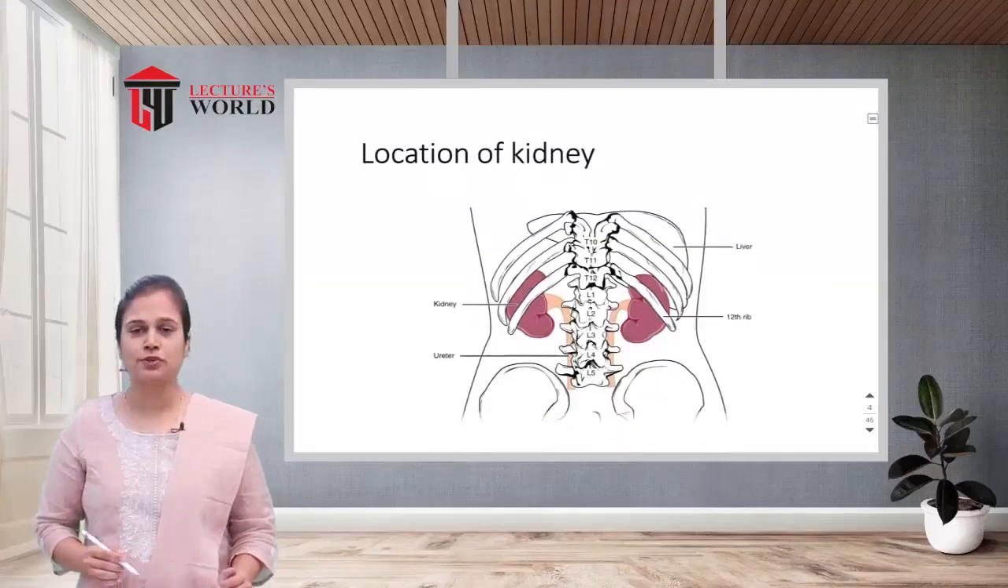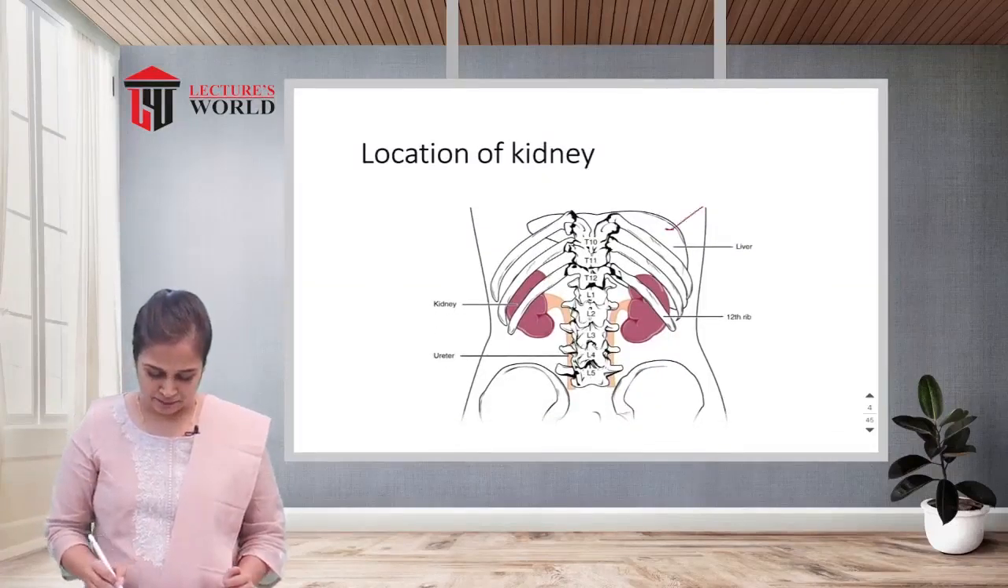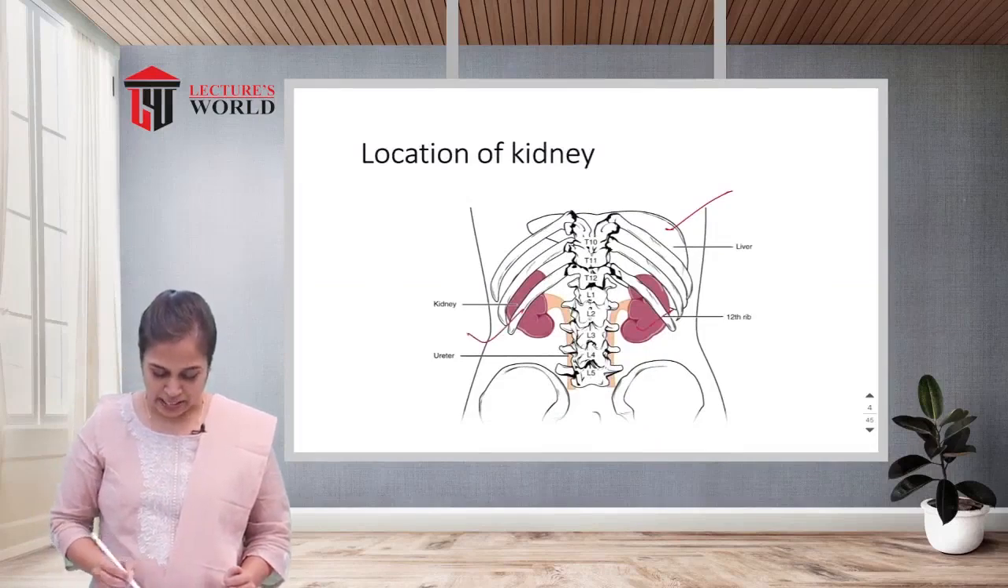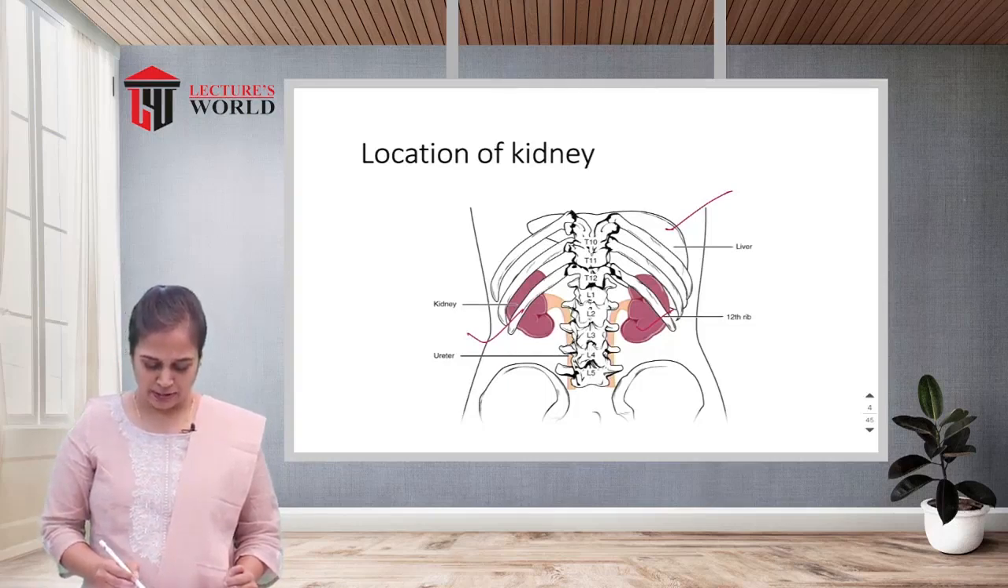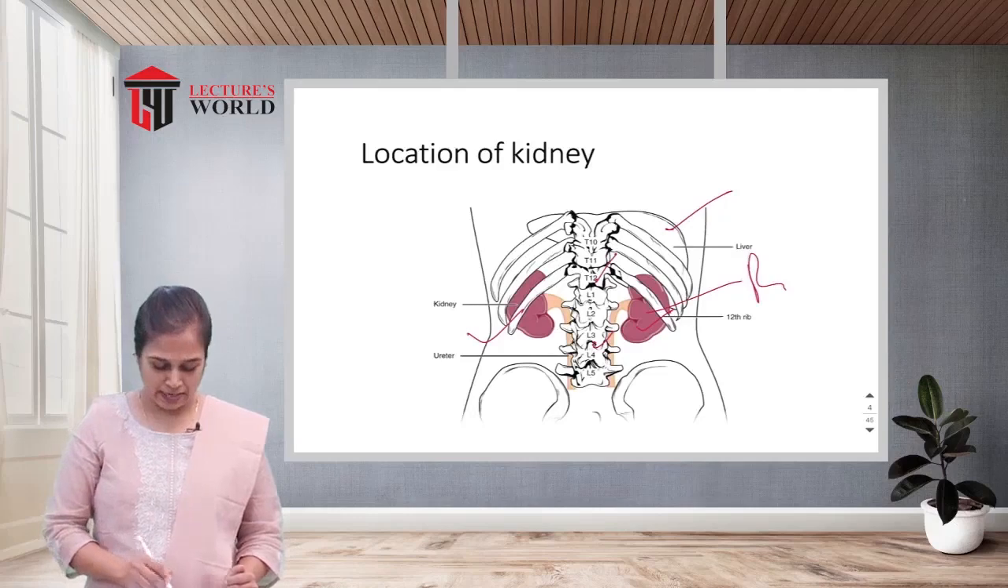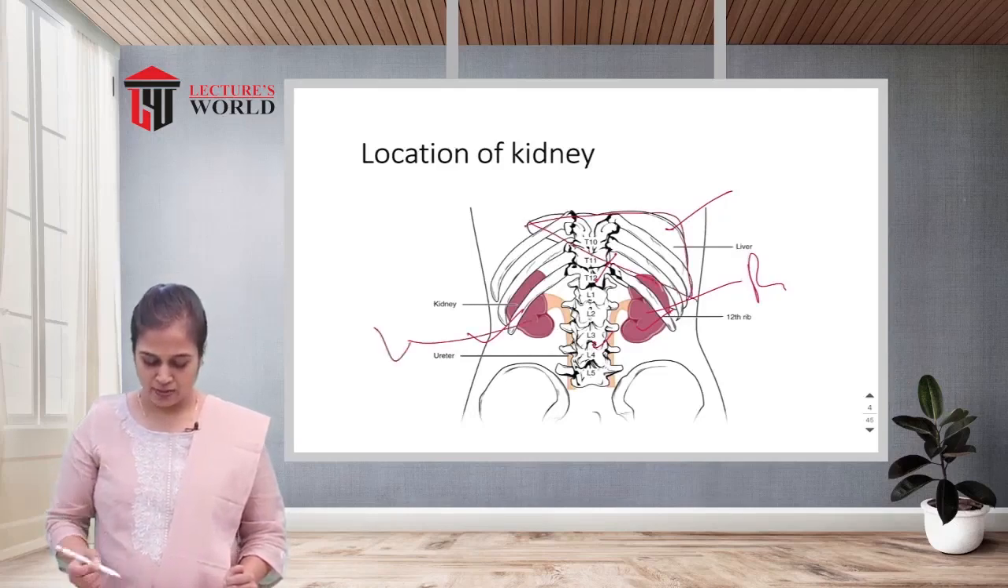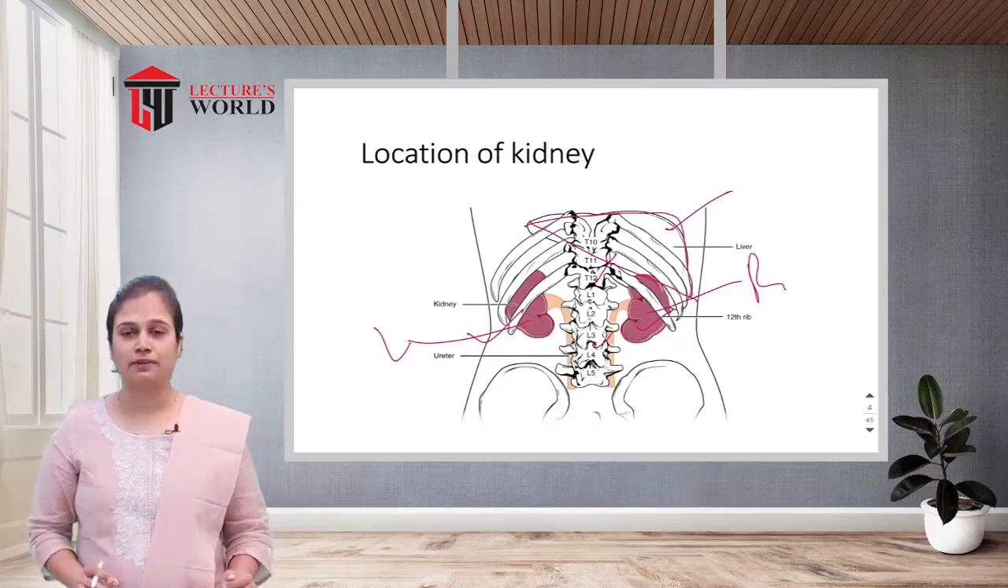So in the image you can see this is the liver, this is the right kidney and this is the left kidney. As I told you, the kidney extends from T12, the thoracic 12 vertebra, to the lumbar 3rd vertebra, and the right kidney is slightly lower than the left kidney. Why? Because of the presence of this liver. So this is about the location of the kidney.